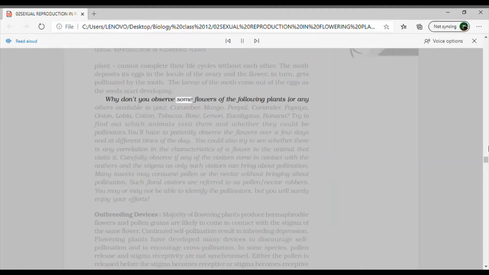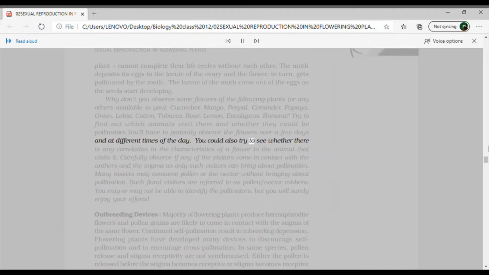Why don't you observe some flowers of the following plants, or any others available to you: cucumber, mango, peepal, coriander, papaya, onion, lobia, cotton, tobacco, rose, lemon, eucalyptus, banana. Try to find out which animals visit them, and whether they could be pollinators. You'll have to patiently observe the flowers over a few days, and at different times of the day.